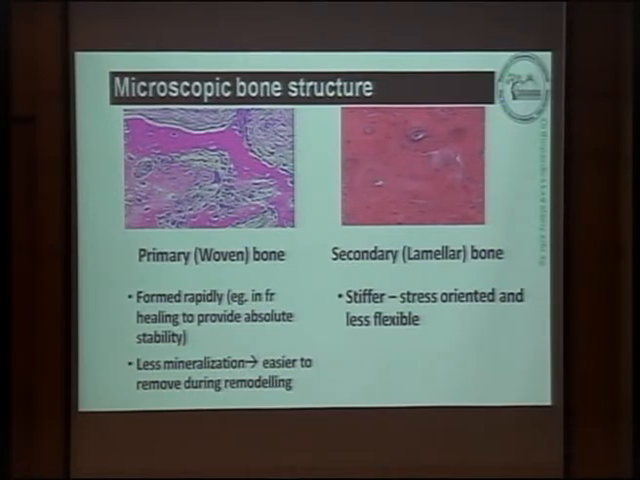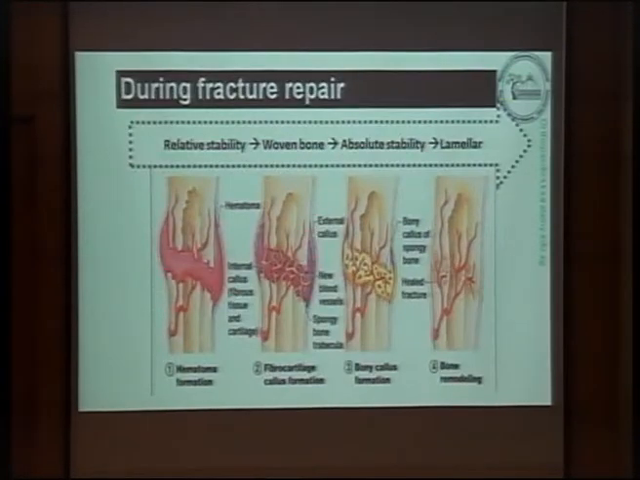So how is this applied to the function? For example, in fracture healing, the primary or woven bone is formed rapidly to stabilize the fracture. If you have only relative stability, the woven bone stabilizes the fracture, transferring it to absolute stability, which gives a chance for bone remodeling and finally ending in the normal secondary bone, the lamellar, stress-oriented bone that can withstand normal stresses.